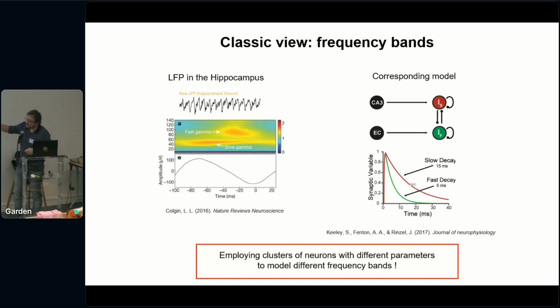that you can just do this with two different populations of neurons, one with a slow decay of synaptic interaction and one with a faster decay. As the time scale of interaction determines the frequency of oscillations, you can have two different populations of identical neurons with different time scales, a slow decay and a fast decay, and you can very well model these phenomena of slow and fast gamma oscillations. And this has been done so far. And this works very well when you model the average oscillation.